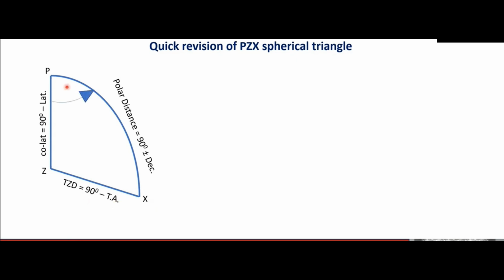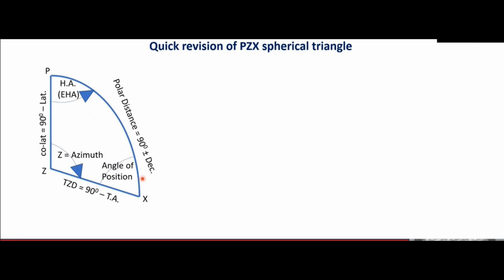Angle P is called the R angle, and in this case, as the R angle of the body is measured eastwards of the observer, it is called EHA, that is easterly hour angle. Angle Z has some relationship with azimuth. The azimuth is measured clockwise from true north, and in this particular triangle, angle Z and azimuth are the same. Just for your information, angle X is called the angle of position.